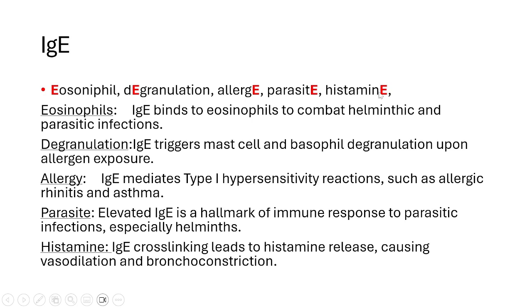So now let's break it down. Like eosinophil, IgE binds to eosinophils. Degranulation: it triggers mast cell and basophil degranulation upon allergen exposure. And for allergy, IgE mediates type 1 hypersensitivity reactions. And for parasite, elevated IgE is a hallmark of immune response to parasite infection, especially helminths. And histamine: IgE cross-linking leads to histamine release, causing vasodilation and bronchoconstriction.